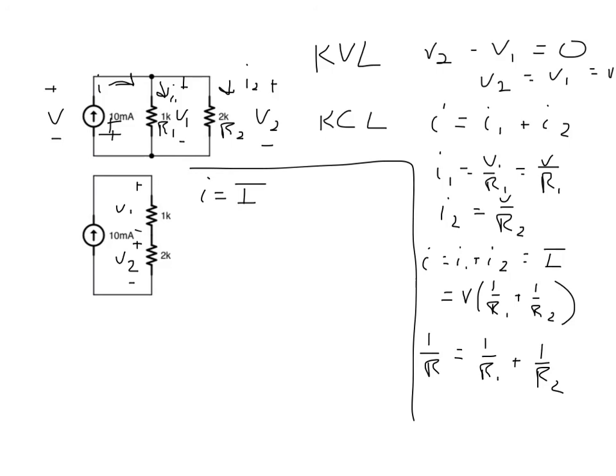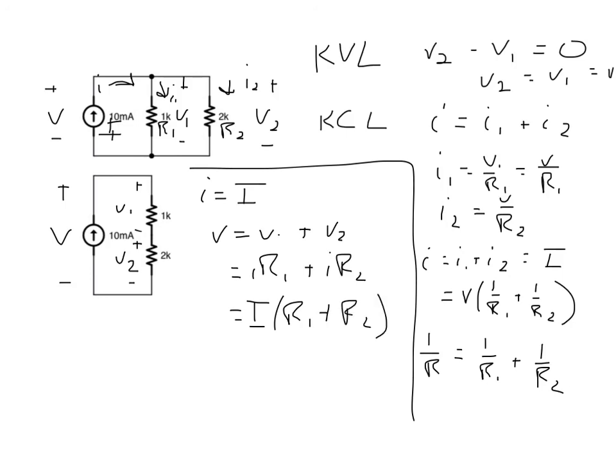Now, what KVL is going to tell me is that the total voltage here is just going to be the sum of V1 and V2. So KVL tells me V equals V1 plus V2. V1 is just I times R1. V2 is just I times R2. I can factor out the I then, and I know little I equals big I, so V equals I times R1 plus R2. And now I've solved this equation as well. I know what the total voltage is. It's the current, 10 milliamps, times the sum of the two resistors.